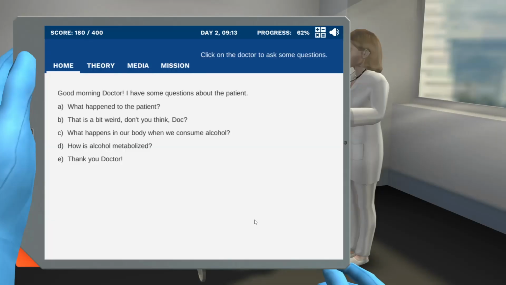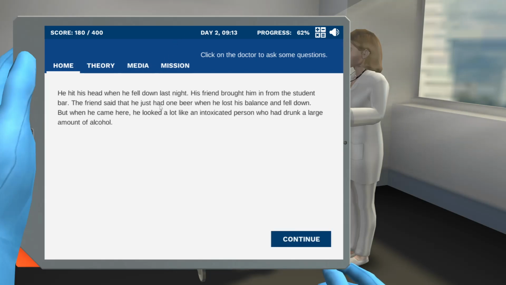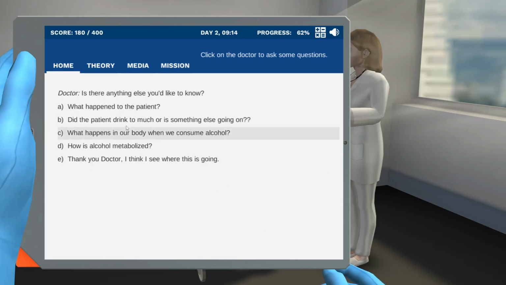Good morning, doctor. I have some questions about the patient. He hit his head when he fell down last night. His friend brought him in from the student bar. The friend said that he just had one beer when he lost his balance and fell down. But when he came here, he looked a lot like an intoxicated person who had drunk a large amount of alcohol. Is there anything else you'd like to know?